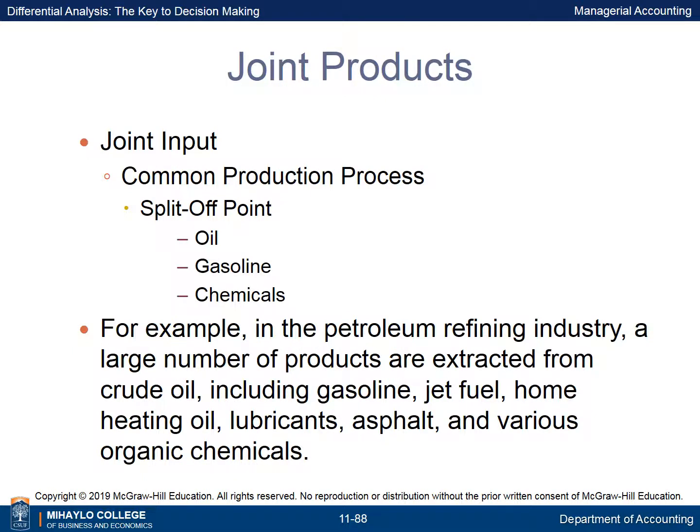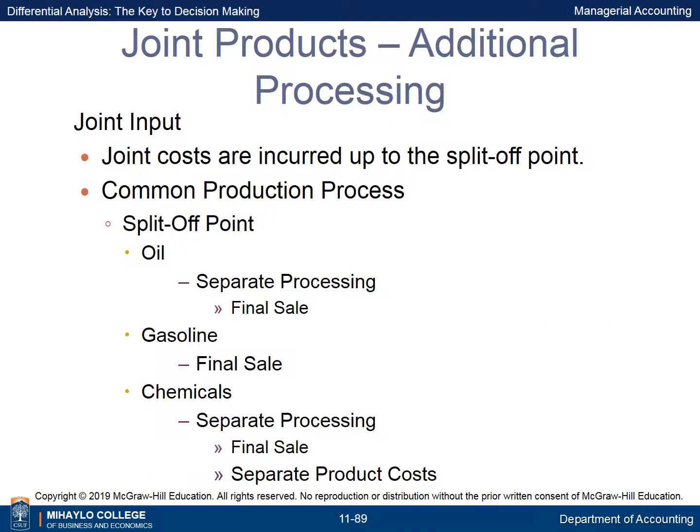Joint input and common production processes result in multiple products at the split-off point. For example, in the petroleum refining industry, a large number of products are extracted from crude oil, including gasoline, jet fuel, home heating oil, lubricants, asphalt, and various organic chemicals. Joint costs are incurred up to the split-off point. At the split-off point, products may or may not incur separate processing and separate product costs before final sale.